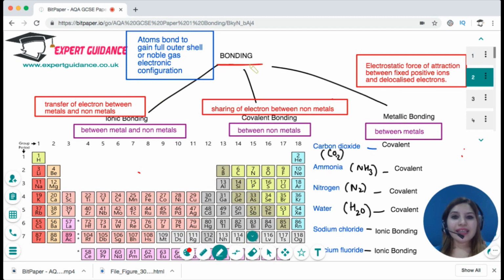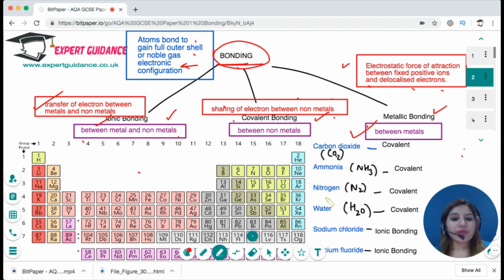Now, bonding is divided into 3: ionic, covalent, and metallic. Why do elements or atoms bond? They bond to gain a full outer shell or noble gas electronic configuration. And they do so in 3 ways. Either by transfer of electrons between a metal and a non-metal, so that is ionic bonding, which is between metals and non-metals. Covalent bonding is the sharing of electrons between 2 non-metals, and metallic bonding is between metals, where there's an electrostatic force of attraction between fixed positive ions and delocalized electrons.